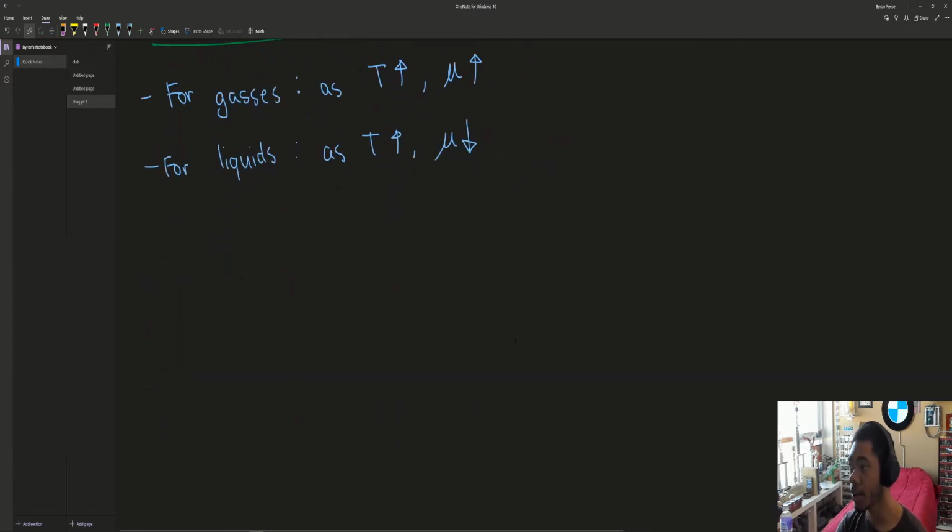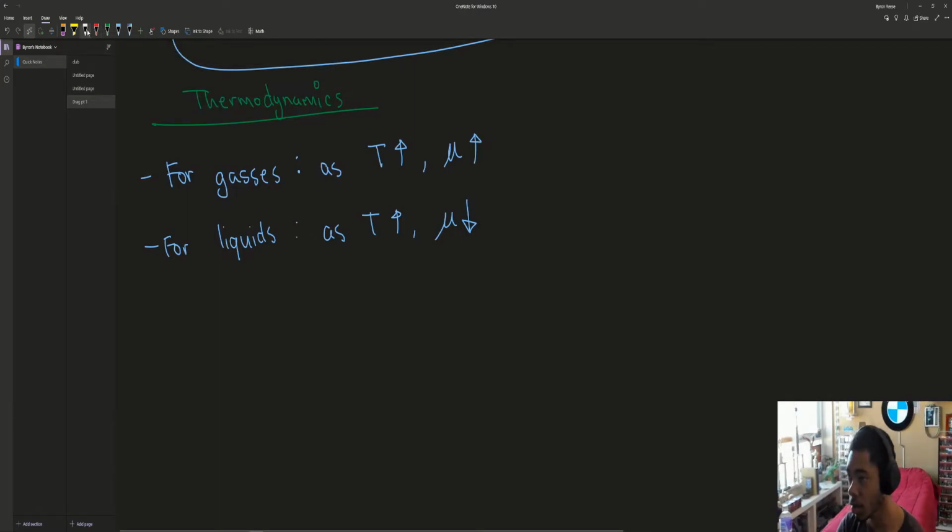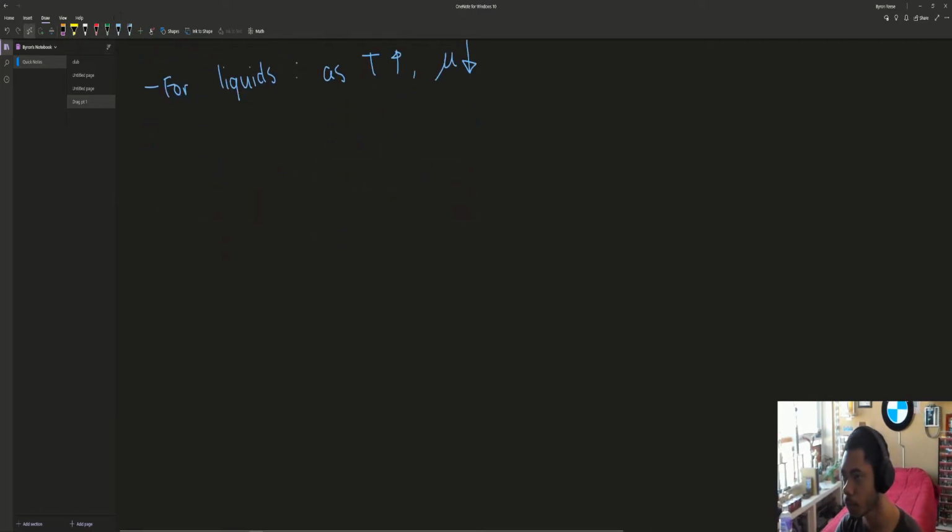Alright, and that covers skin friction drag. So let's move on to our next large component in drag, form drag.